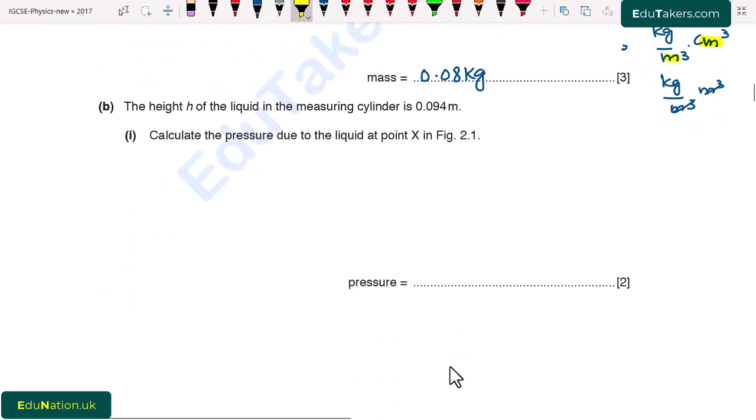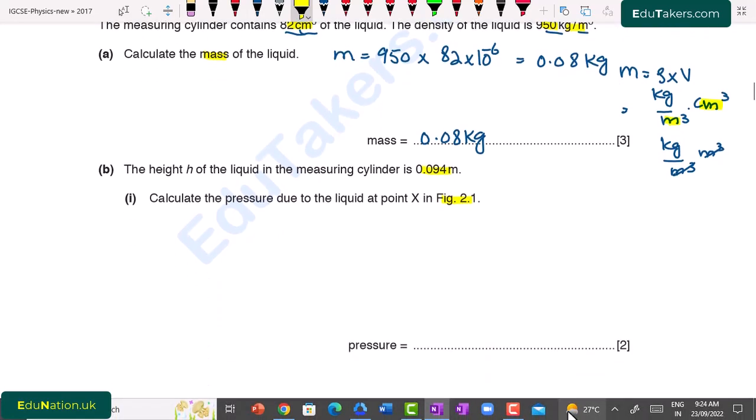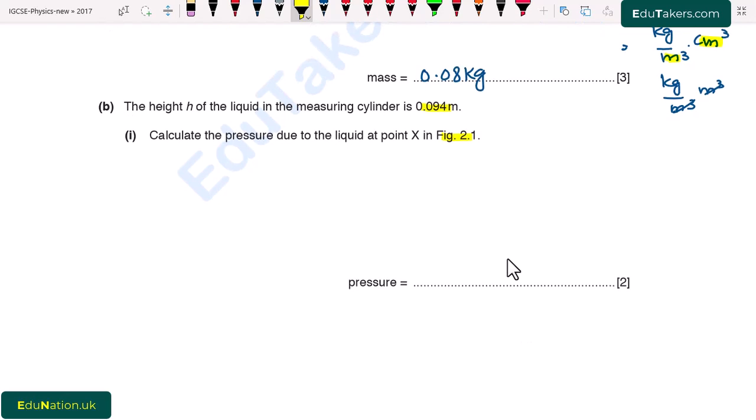So here is part B. The height h of the liquid in the measuring cylinder is 0.094 meters. Part 1. Calculate the pressure due to the liquid at point X in figure 2.1. So here we have to find out the pressure due to the liquid at point X. So first of all, I write here the formula that pressure is equal to density multiplied by value of g and height.